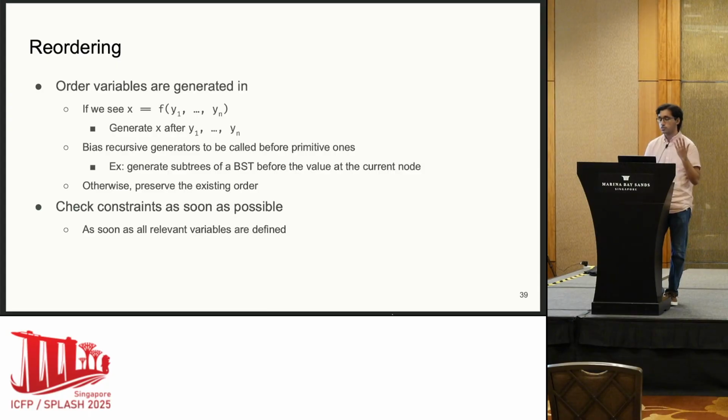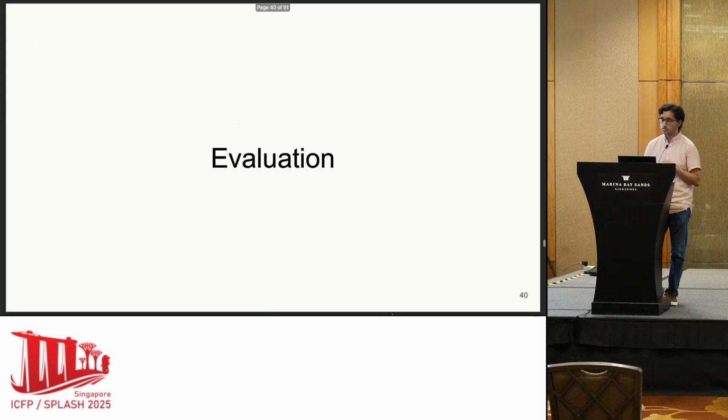We also will check constraints as soon as possible. So we will take, for example, a constraint over A, B, and C, and move it to right after all 3 of them have been defined. And so then we know as soon as possible if we've failed some constraints, so we can start backtracking.